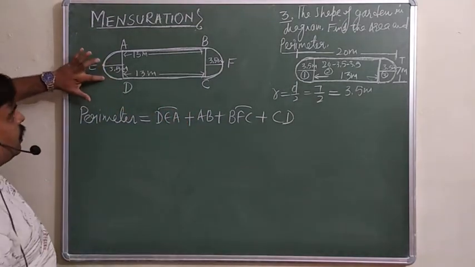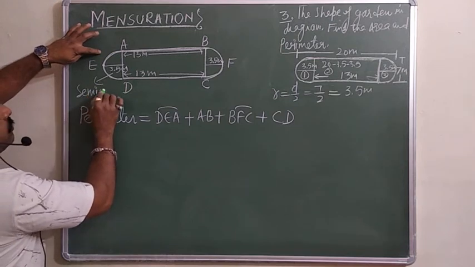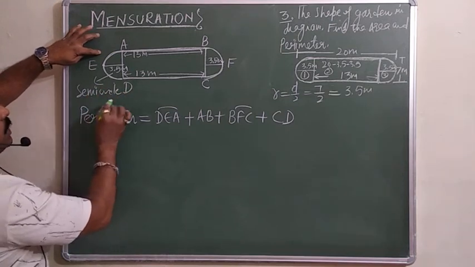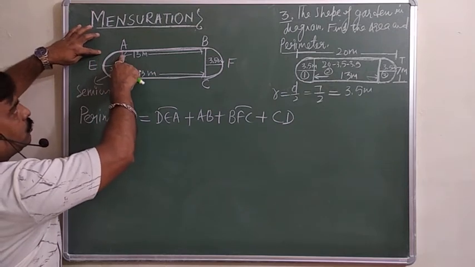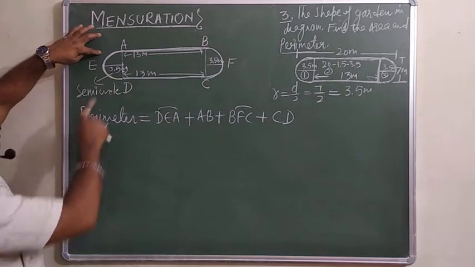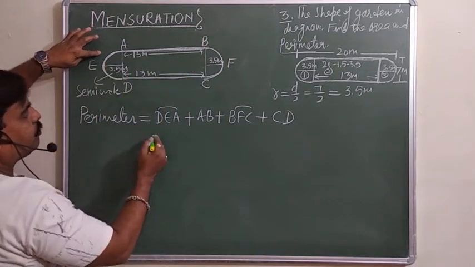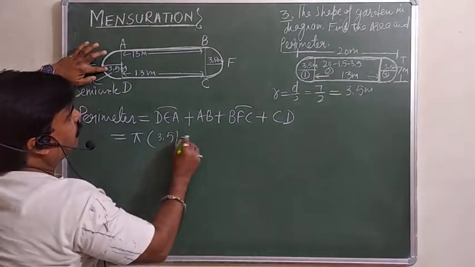Now how can you calculate the perimeter of this one? This is your semicircle. So the perimeter of the semicircle, that is the circumference of the semicircle, we will not include this side. Remember this one, this is inside the garden. We will not include this. So this one is pi r, r is 3.5, plus EB.